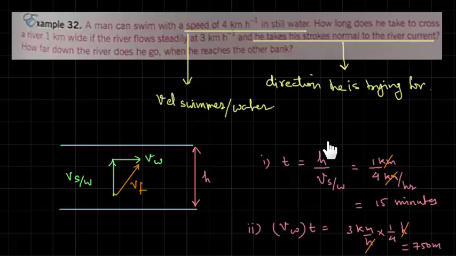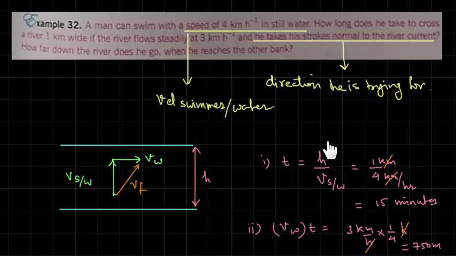A man can swim with a speed of 4 km per hour in still water. So again, in still water, that means it's the velocity of swimmer with respect to water. How long does it take to cross a river 1 km wide if the river flows steadily at 3 km per hour, and he takes the strokes normal to the river current? That means the direction in which he is trying to go is perpendicular to the river direction.